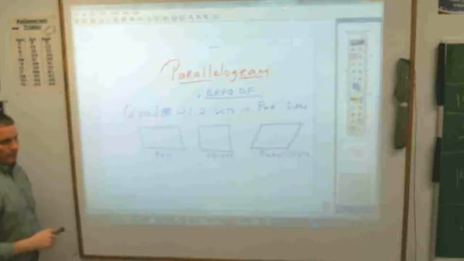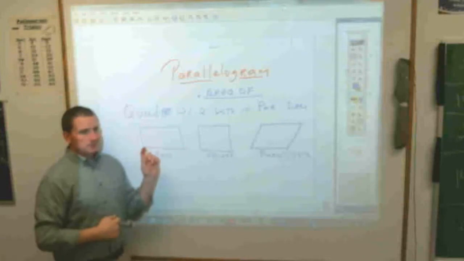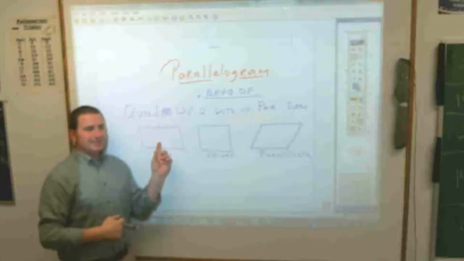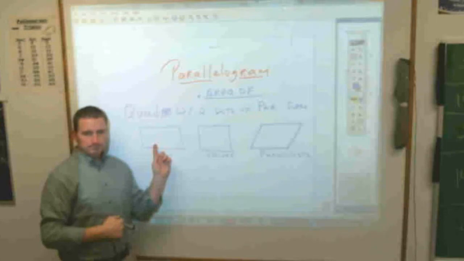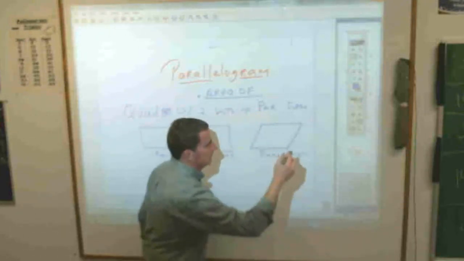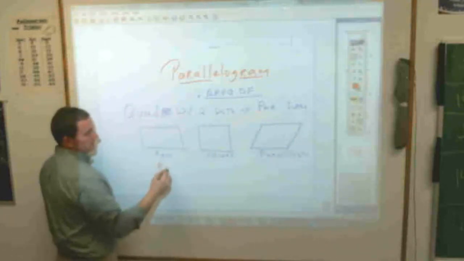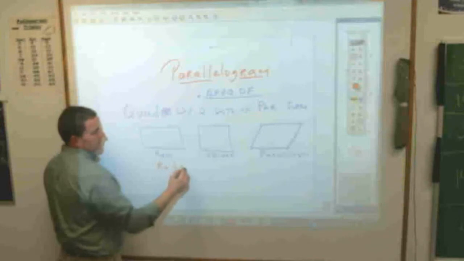Now, does anybody know what the formula for, well, let's look. If you have a rectangle, what's the formula for a rectangle? It's a pretty simple one. Maggie, it's a length times width, isn't it? Rectangles equal length times width.